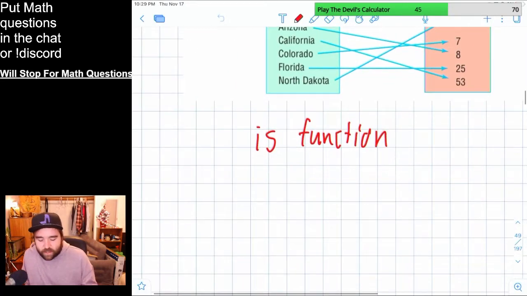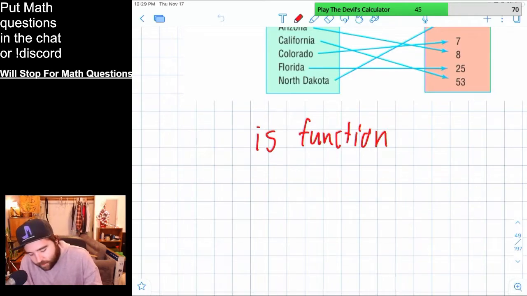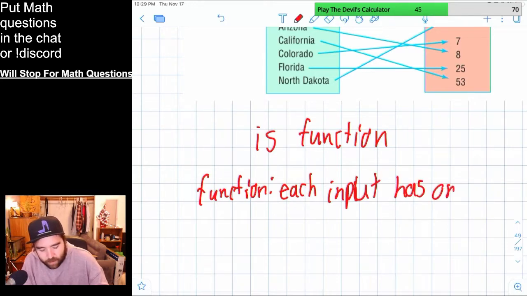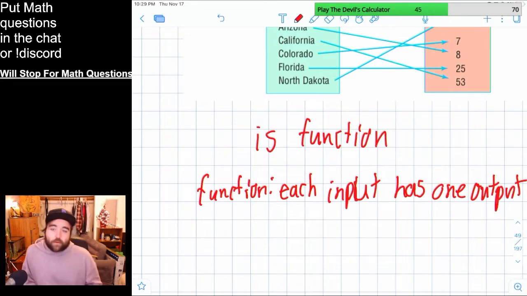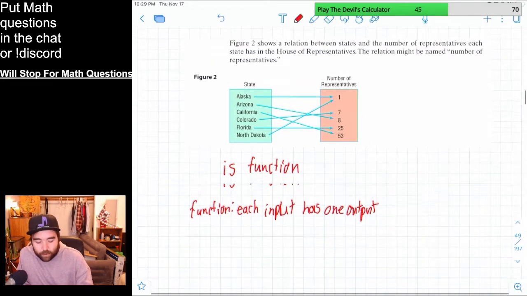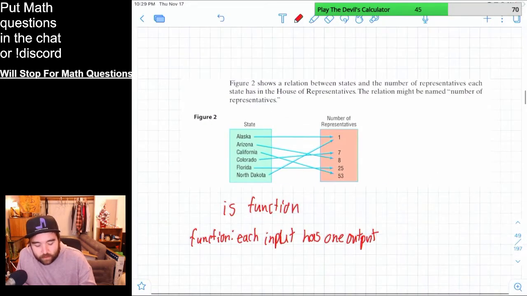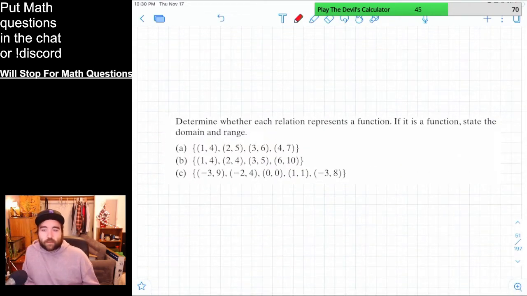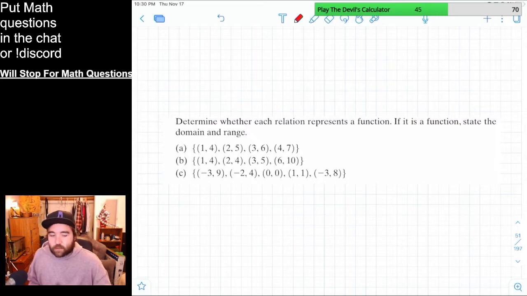So if we wanted to write a definition of a function, how most people talk about a function is that each input has 1 output. That's the critical thing about it being a function, is that each input has 1 output. And so whether you're looking at it like this, or you're looking at an equation, or you're looking at it as a set of points, that's always what the idea is.